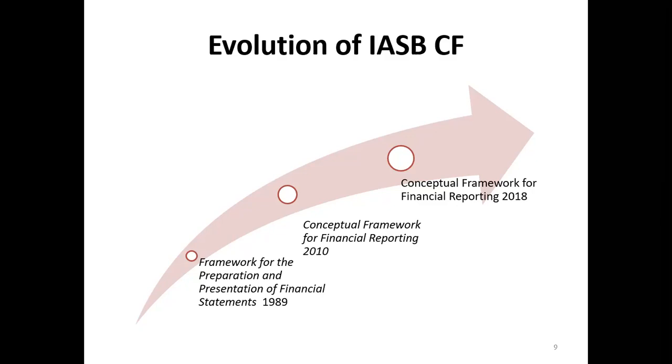In the first phase, the objective of financial reporting was revised, and also the qualitative characteristics were revised. So compared to the 1989 conceptual framework, the only two aspects that were different in the 2010 conceptual framework are the objective and the qualitative characteristics. The rest of the things are simply drawn from the previous conceptual framework. Therefore, only the first two parts were revised in the 2010 conceptual framework.